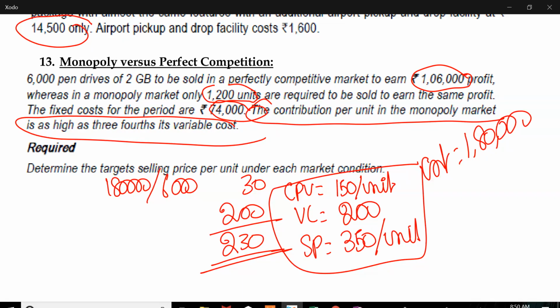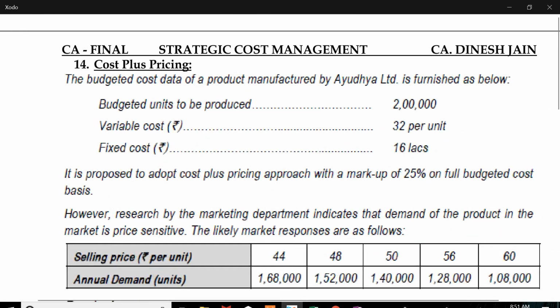Contribution per unit equal to rupees 1,80,000 by 6,000, which is 30 per unit. Any doubts on that?